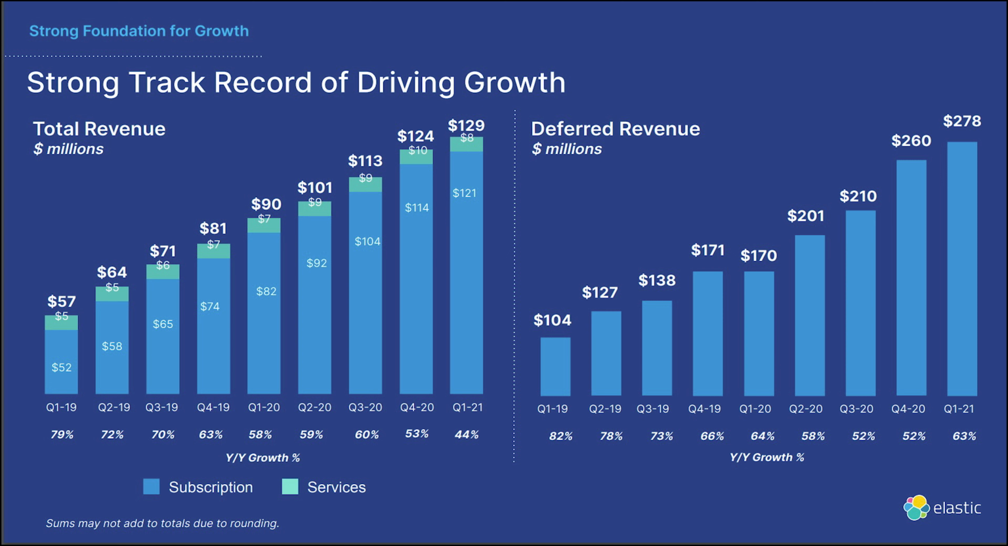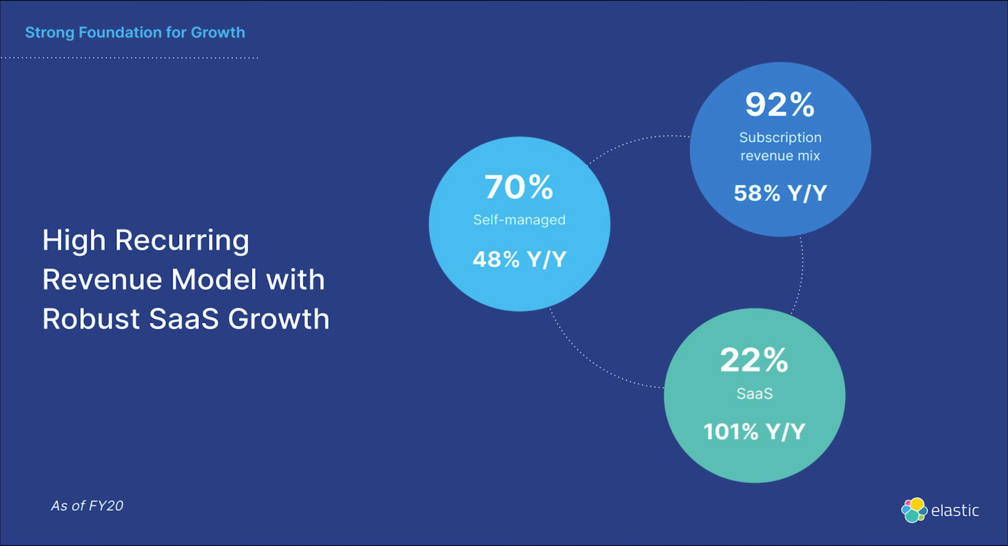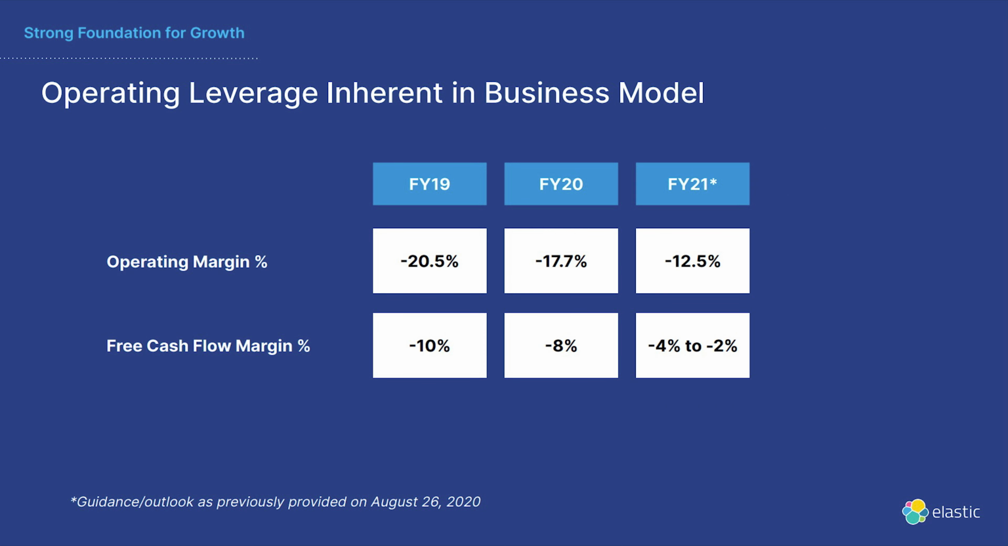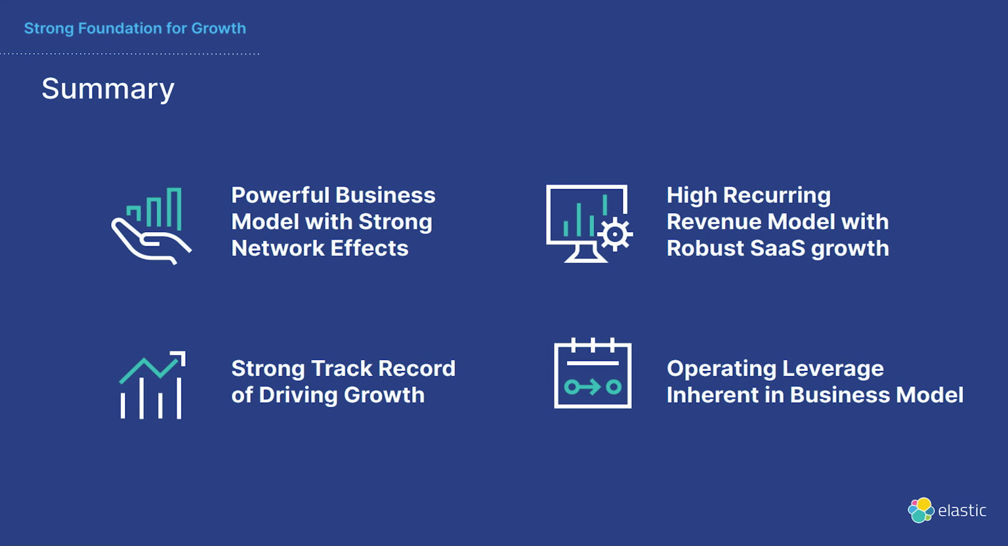One of the main reasons for this consistent growth is because they have a high recurring revenue model with robust SaaS growth. So about 92% of the revenue comes from their subscription revenue mix, which is currently growing at around 60% year on year. 70% of that is self-managed, and 22% of that is SaaS. Now, they aren't a profitable company, which isn't really too surprising for a fast-growing software company, but it's important to know that they aren't. Now, they are seeing their operating margin and free cash flow margin trend towards profitability. Now, as we've seen before, they're seeing pretty rapid and diversified customer growth, and they're successfully executing on an expansion strategy.